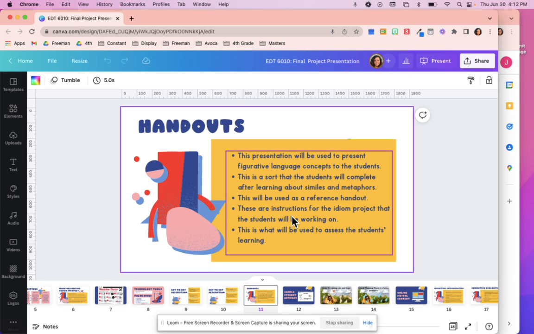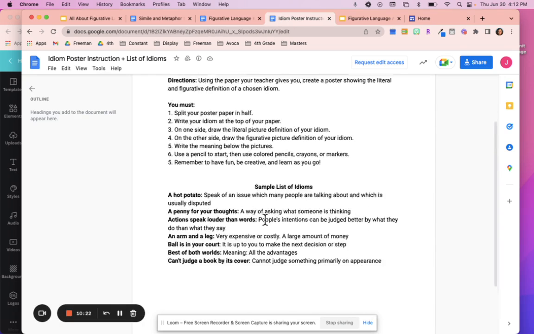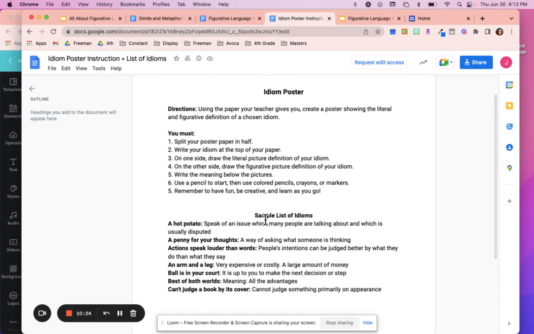The thing that we were extremely excited about was students working on idiom projects, creating posters in small groups. So these are the instructions that we're going to provide for the students. They're going to have a piece of paper, split their paper in half, write their idiom, and on one side they're going to draw the literal picture and definition, and on the other side draw the figurative one. And this ends up just being a really fun activity where the kids get excited to draw the idioms because it's so silly to look at. And they have a lot of fun guessing what their peers were creating.